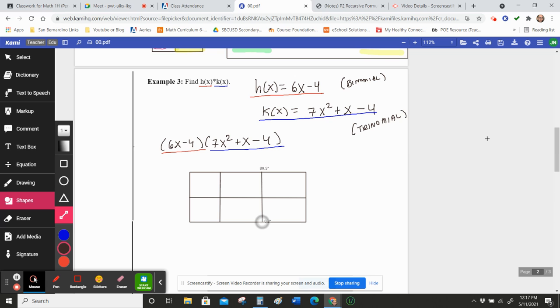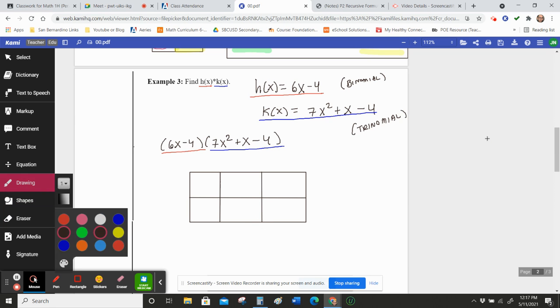Come on, Cami, don't fail me now. So on the left side, I'm going to have the two terms, 6x minus 4. On the top, I'm going to have my three terms, which is 7x squared, positive x, minus 4.